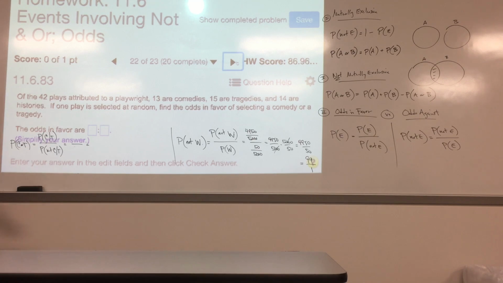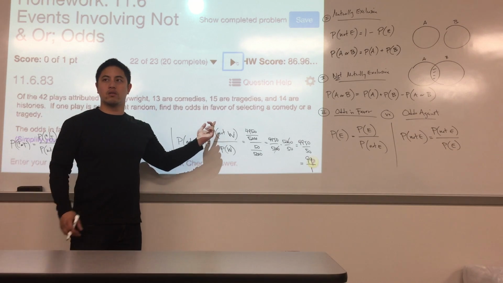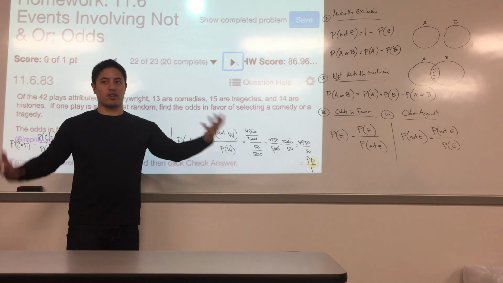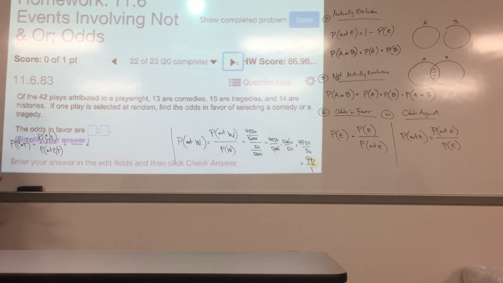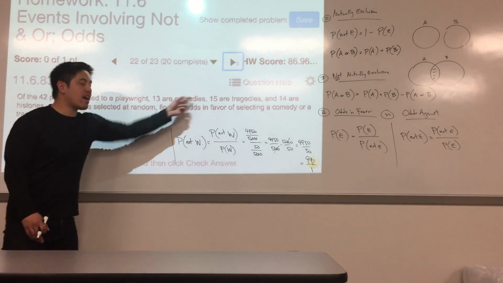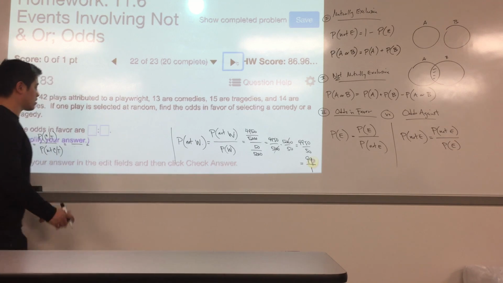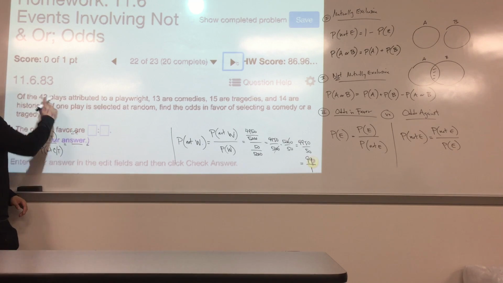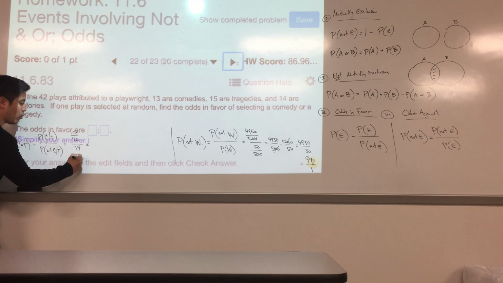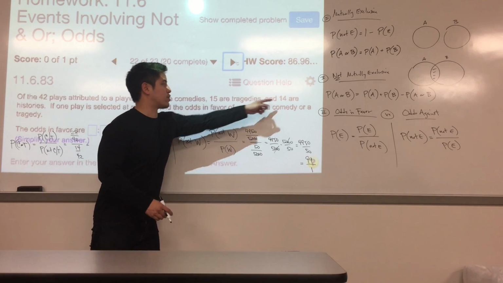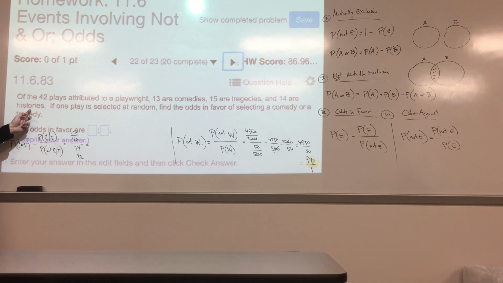Now, a comedy and a tragedy, are they mutually exclusive? Is there overlap? There's no overlap, right? You're either a comedy or a tragedy. There's no comedy-tragedy. Does that make sense? Or at least not here. So therefore, what's the probability of getting comedy or tragedy? You just have to do what? Add them, right? 13 and 15 is 28 out of 42. Does that make sense, guys? It's that easy. Which means that the probability of not getting a comedy or tragedy is 14 out of 42. Basically, all the other plays, which are your histories. Does that make sense, guys?